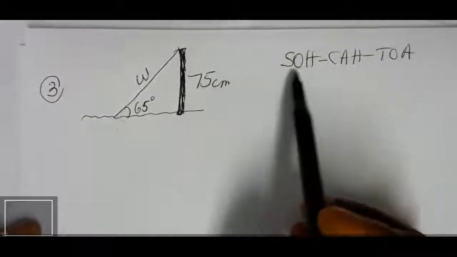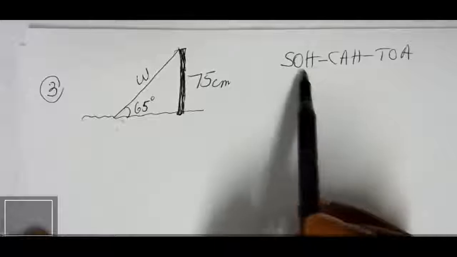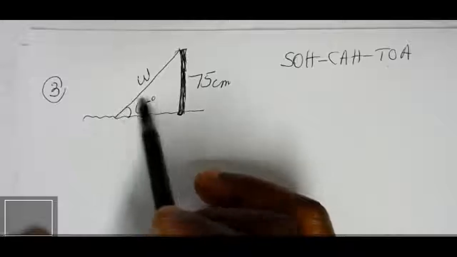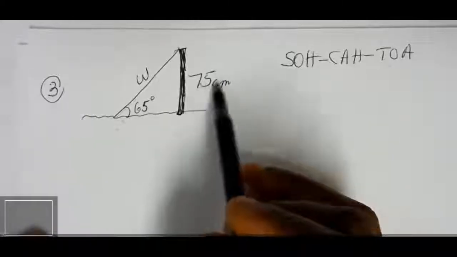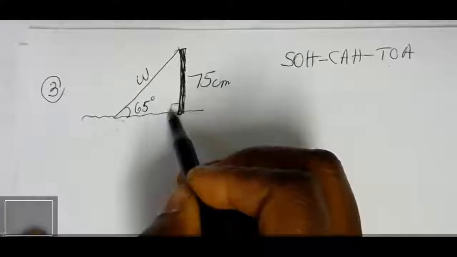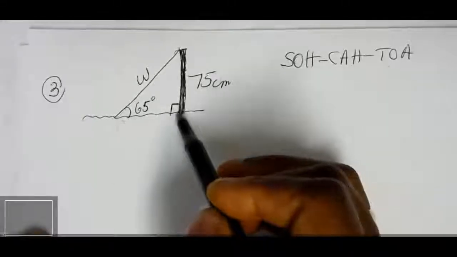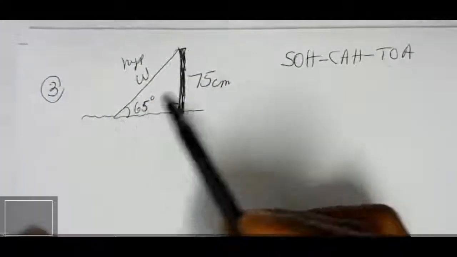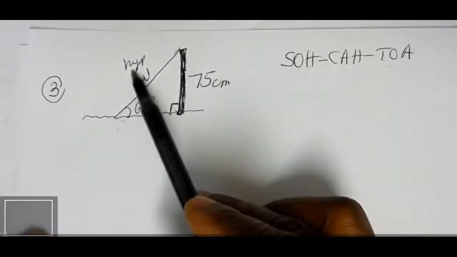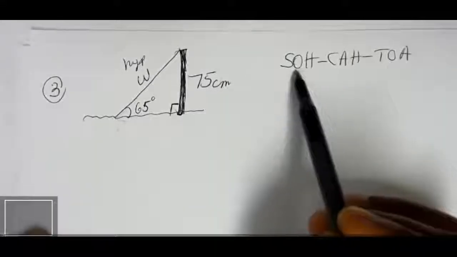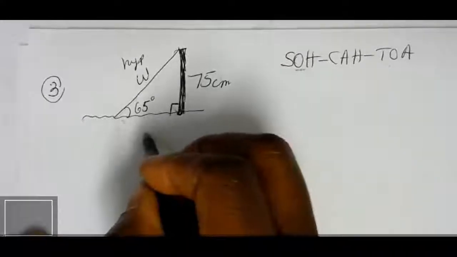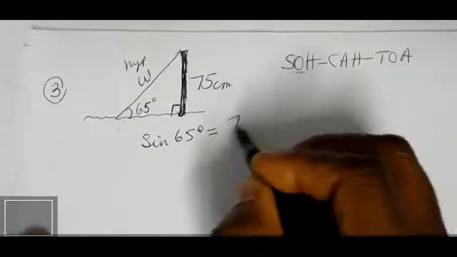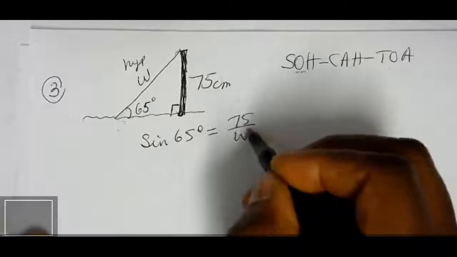And so we think of how we can use SOHCAHTOA to solve it. We're going to use sine or cosine or tangent. Again, we look at what we have. We have an angle, and the side opposite the angle. The pole is also going to make a right angle with the ground, so we have a right angle here. So this will be the hypotenuse. We have opposite and we have hypotenuse. Opposite over hypotenuse is sine. So sine of angle 65 degrees is opposite, which is 75, over the hypotenuse, which is W.